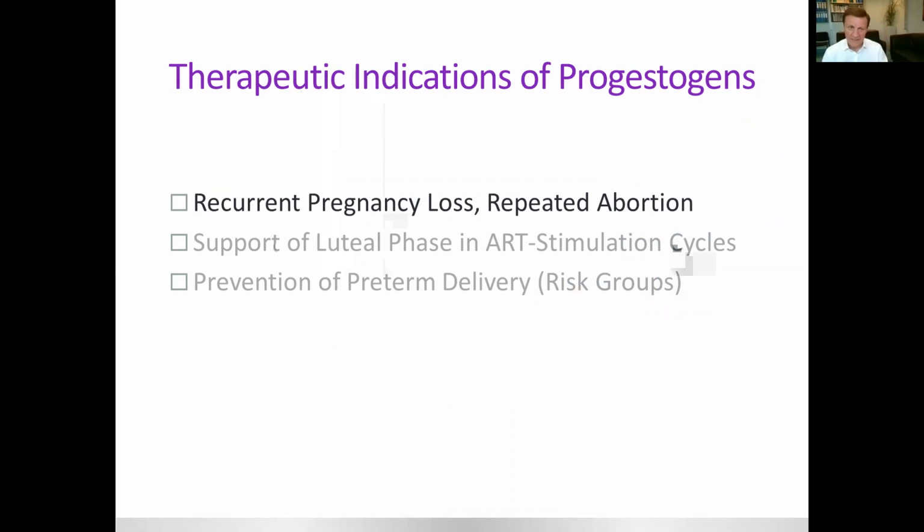So clinically, where are our therapeutic indications of progestogens? We have three main areas. First of all, repeated abortion, recurrent pregnancy loss.